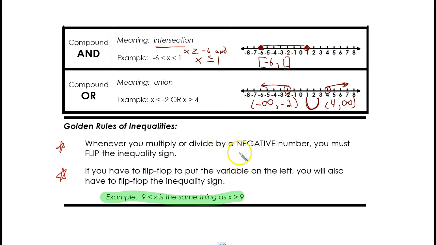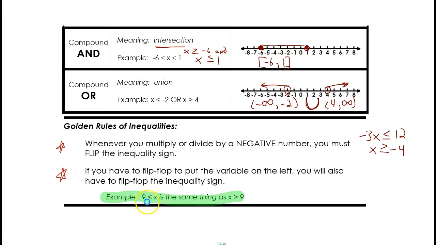Whenever you multiply or divide by a negative number on both sides of the inequality, you must change the direction of the inequality. So if I have, let's say, -3x is less than or equal to 12, and I divide both sides by -3, then the direction of the inequality changes as well. So it'd be x is greater than or equal to -4. Even more important in this lesson is if you have to flip-flop across the inequality, or what is on the left you want to move to the right of the inequality, and what's on the right you want to move to the left. When you do that, you also have to change the sign of the inequality.